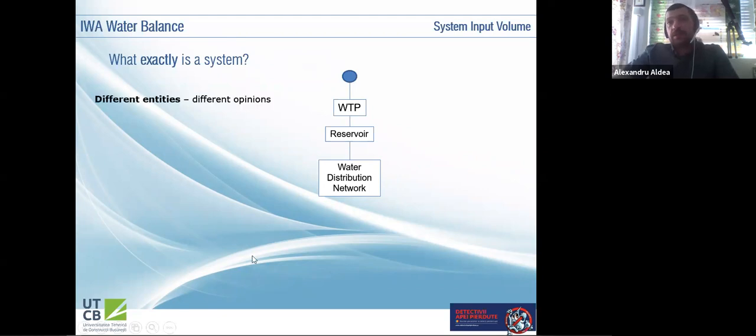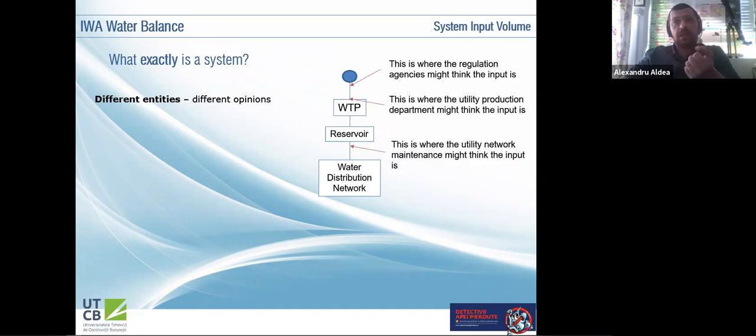You will find out that different entities have different opinions. You have the regulation agency that prefers a certain definition for a system. You have water utilities that in some cases prefer another definition, and so on. For example, one possible situation is like this. The regulation agency, when they're talking about a system, they like to think that the system starts here.